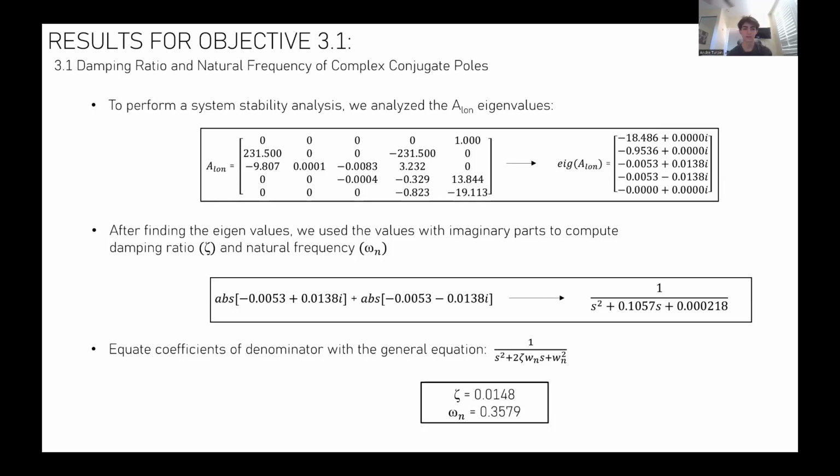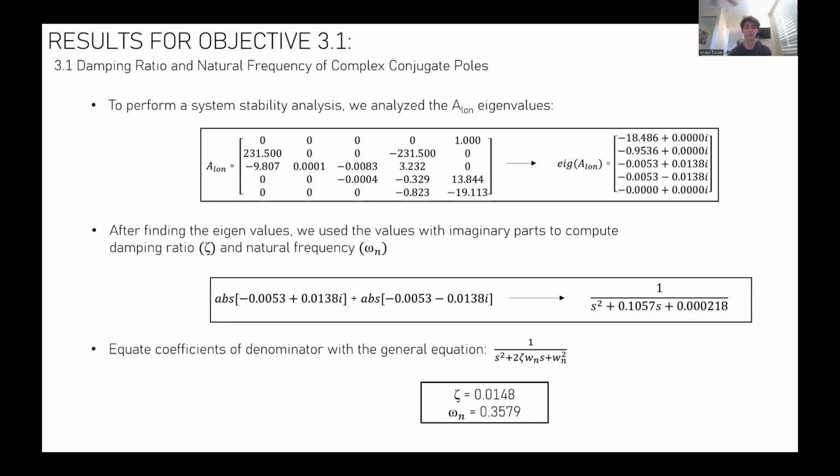Okay, so for objective 3.1, what we did was basically work backwards to find a transfer function for the system stability analysis. So first we started with the A longitudinal matrix that we had developed in MATLAB. We found the eigenvalues of every single value in that array. Once we had these eigenvalues as shown in the text box here, we only worried about the ones that had imaginary parts. So in this case, there were only 2 of them, which were the 3rd and 4th values of the array.